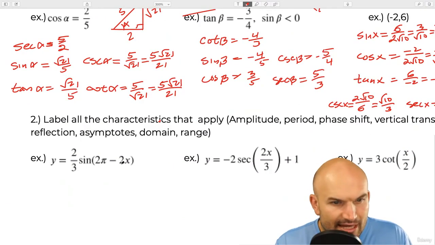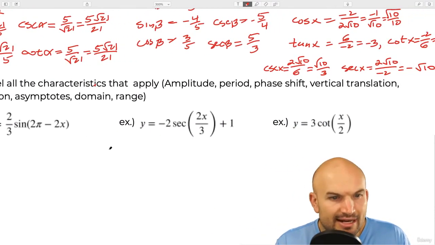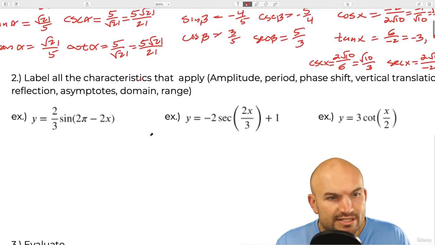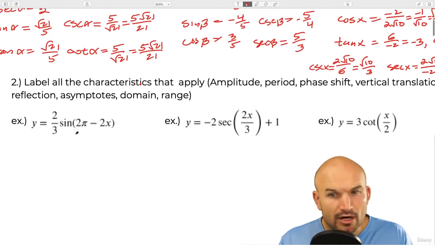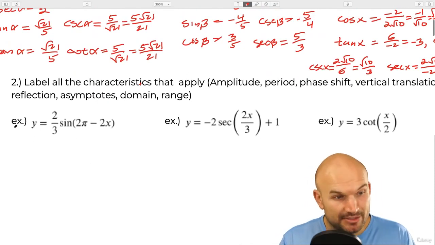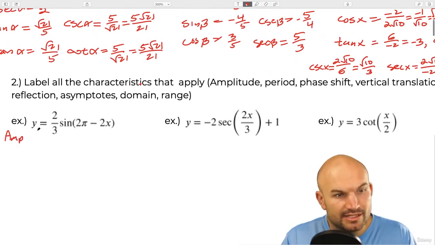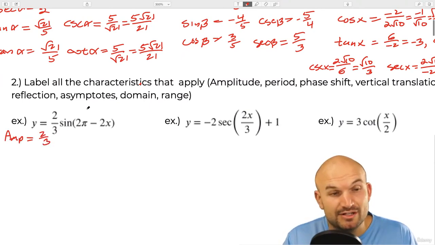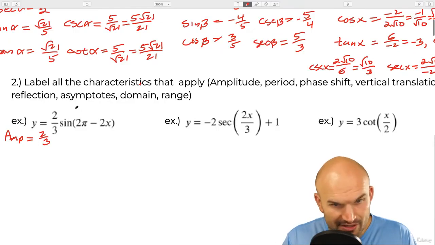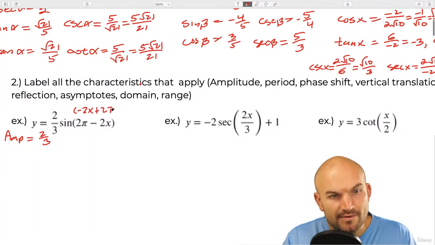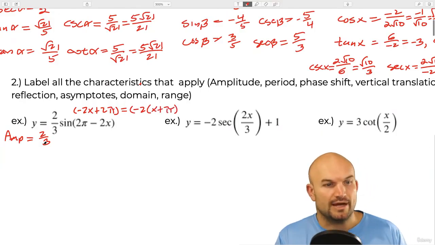All right, the next one says label the characteristics that apply. So amplitude, period, anything that they have, we're just going to label all that stuff. Okay. So remember sine does have an amplitude. So the amplitude here is going to be the absolute value of 2/3, which is just 2/3. Main thing we want to do though is make sure we factor out that 2, that b. Actually, we got to rearrange this first. So I'm going to rearrange this to negative 2x plus 2 pi. And then you can factor that even further by factoring out a negative 2, and that would give you x plus pi.